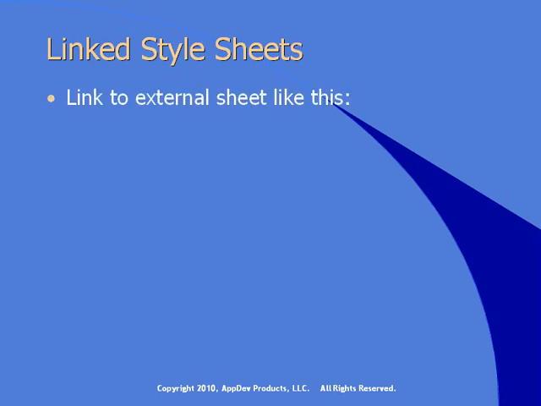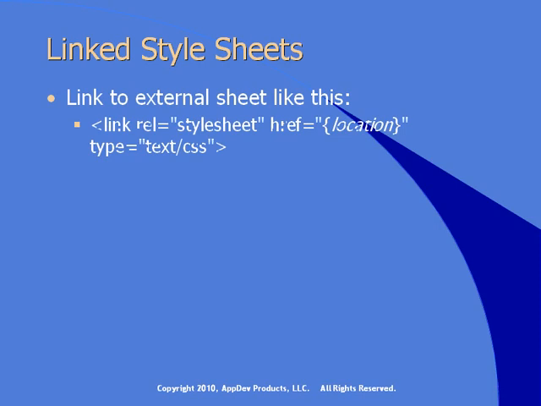You can link to an external style sheet in a number of different ways. For example, it's going to look something like this. You'll have a link. The rel equals stylesheet says it's a style sheet. We get an href which has the location, and the type equals text/css. Now, if the style sheet's in the same folder as the page you're working with, all you have to do is say href equals and the name of the file.